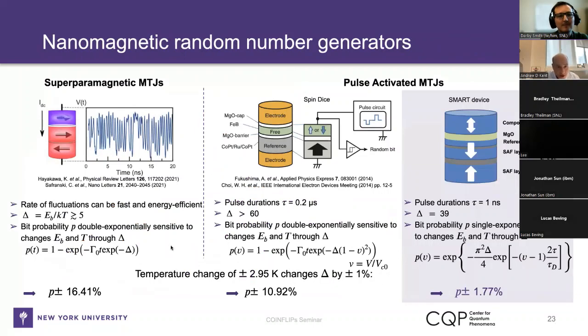So now we can compare our approach and what we've investigated to other approaches. There are superparamagnetic tunnel junctions. There are a whole variety of these. We've looked for cases where this was measured. So we saw for a 1% change here, there's a 16% change in probability. Spin dice are devices operated with 200 nanosecond pulses. There the variations are close to 11%. And for the devices we've studied, it's about 1.8%. So there's a big advantage to working in this ballistic limit at short pulses. So that we think is going to lead this to be an important way to work.